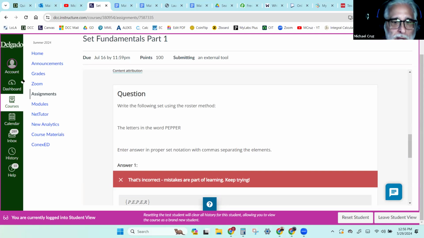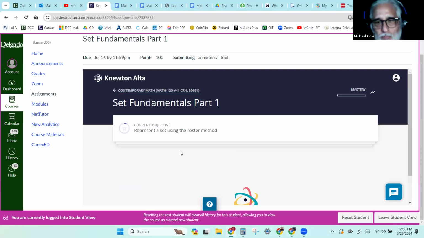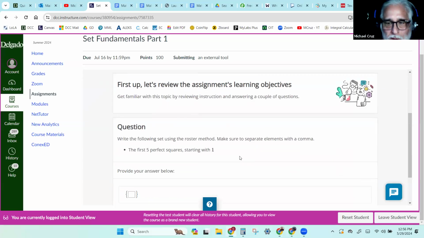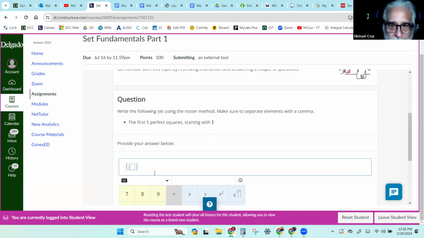Let's see what happens if we try to keep going on, since I didn't do that one right. So here's one. It wants the first five perfect squares. So 1 is the first one. So 1 times 1 is 1. 2 times 2 is 4. 3 times 3 is 9. 4 squared is 16. And 5 squared is 25.